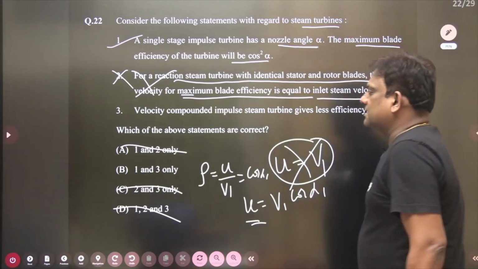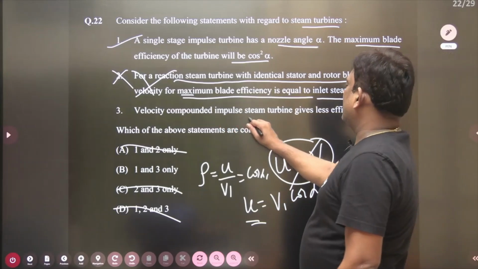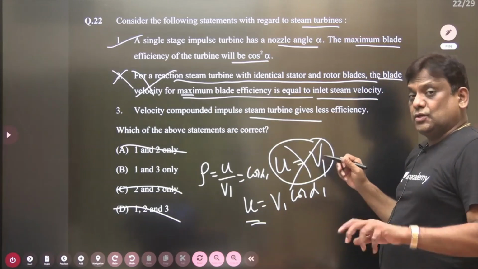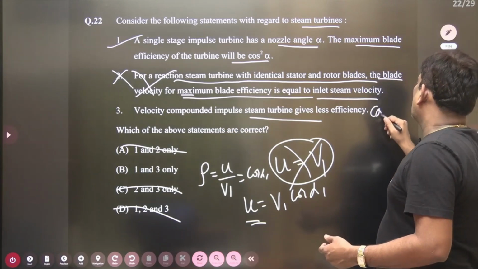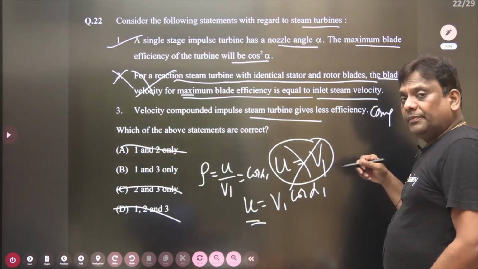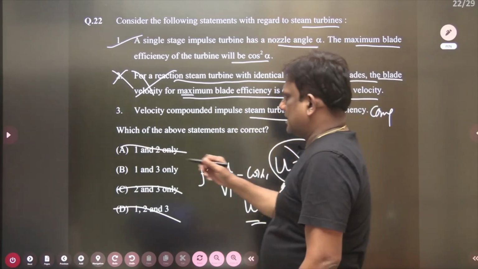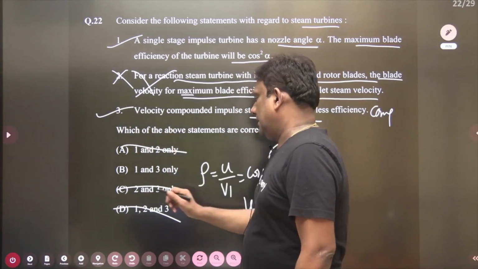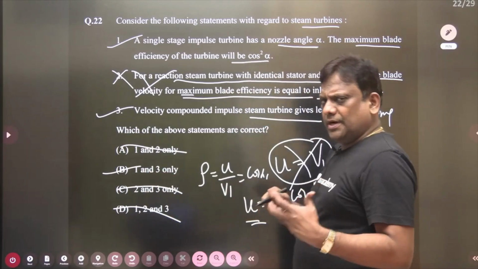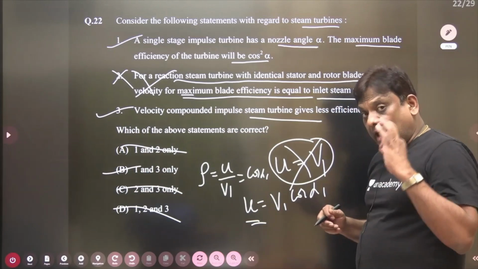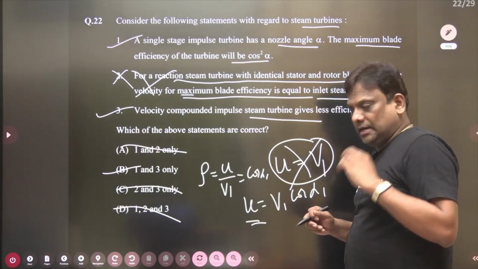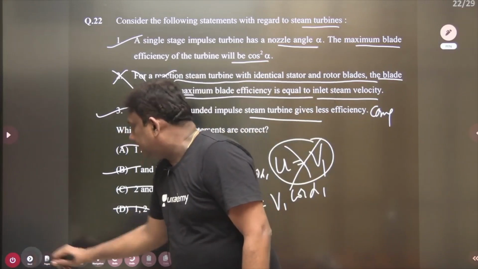Velocity compounded impulse turbine gives less efficiency, actually compared to pressure compounded. So yes, it is correct. Therefore 1 and 3 are correct. Velocity compounded will give less efficiency; I explained why in my regular class. Let's move to the next one.